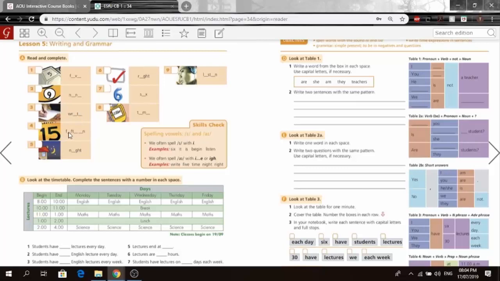15, F-I-F, and the word teen, okay, like I said, comes from the word teenagers, teen, T-E-E-N. Nighttime, so night, N-I-G-H-T, okay. Right, when someone's right, so R-I-G-H-T. 6, really simple, S-I-X.